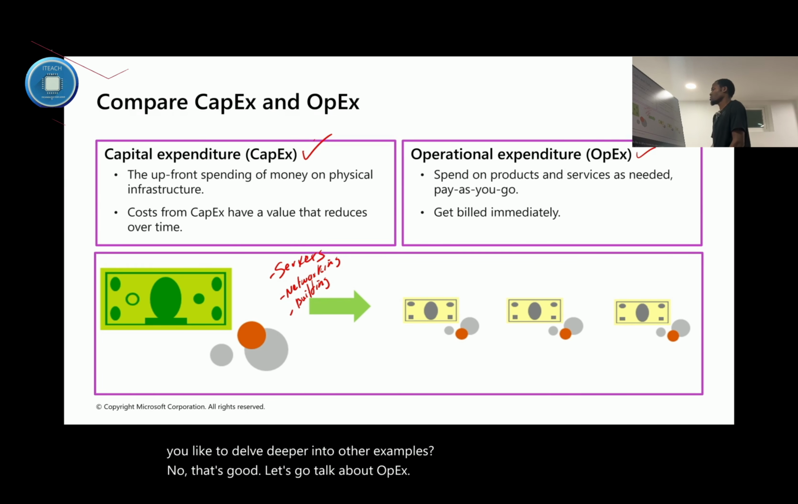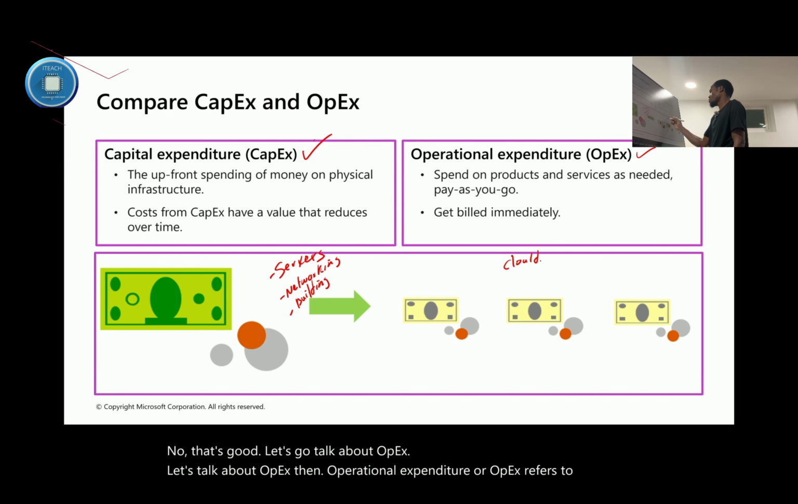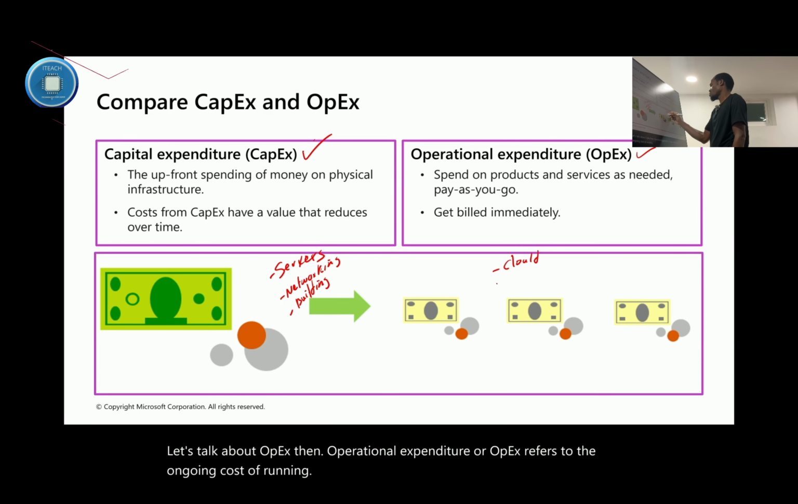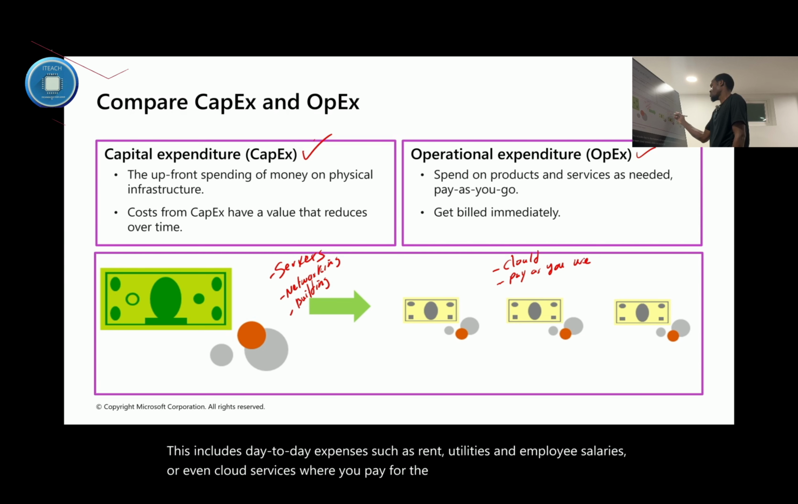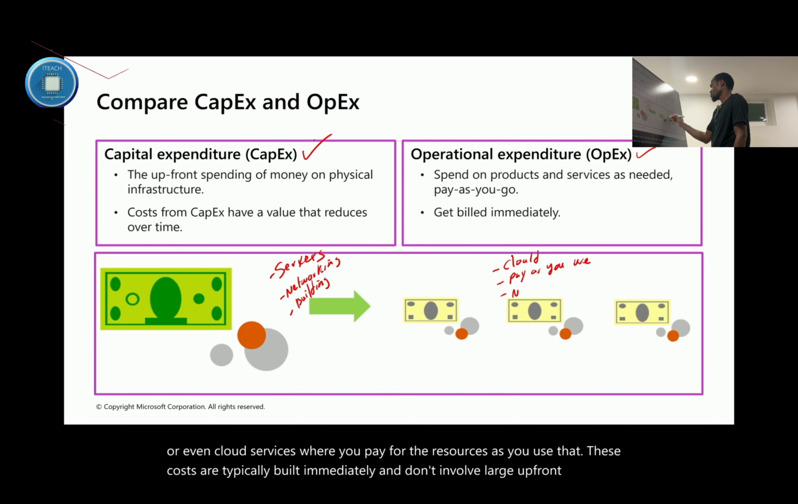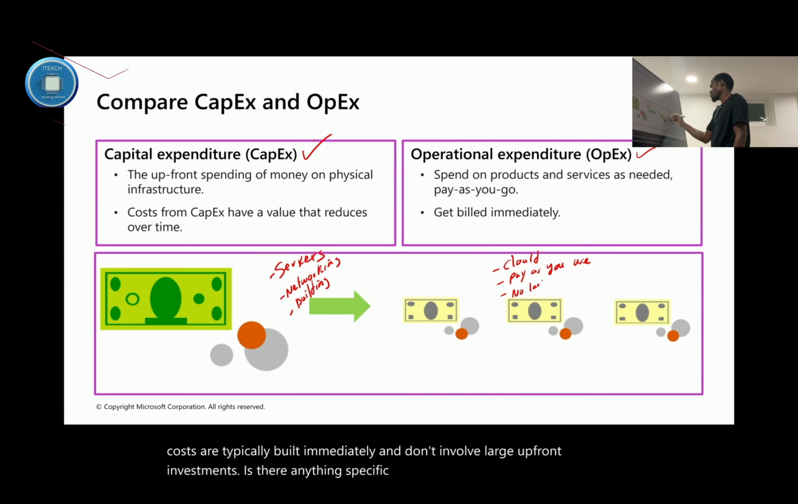No, that's good. Let's talk about OpEx then. Operational expenditure, or OpEx, refers to the ongoing costs of running a business. This includes day-to-day expenses such as rent, utilities, and employee salaries, or even cloud services, where you pay for the resources as you use them. These costs are typically billed immediately and don't involve large upfront investments. Is there anything specific about OpEx you would like to discuss?